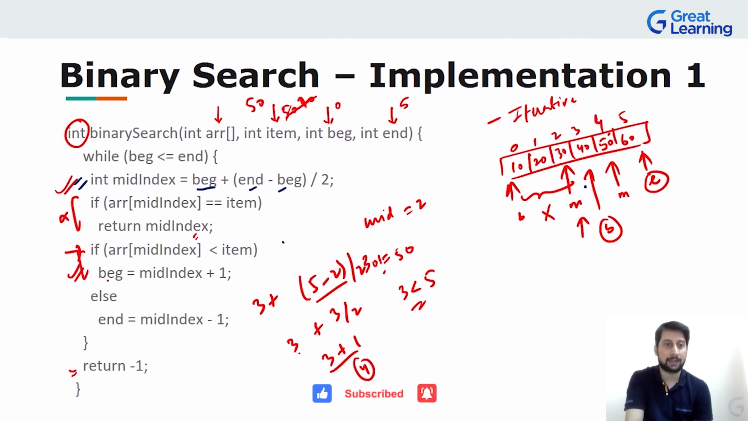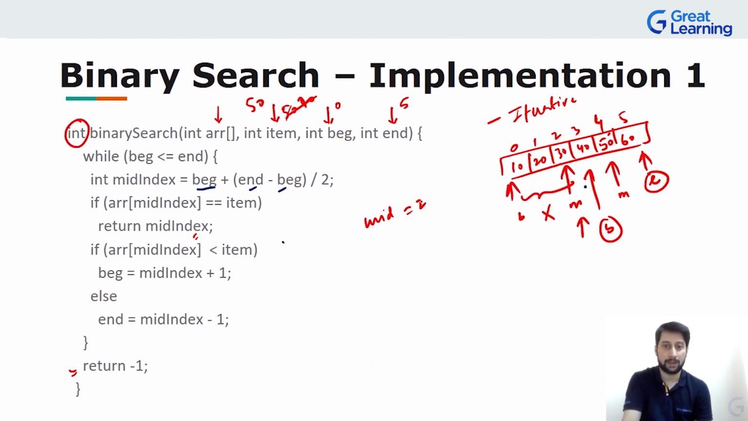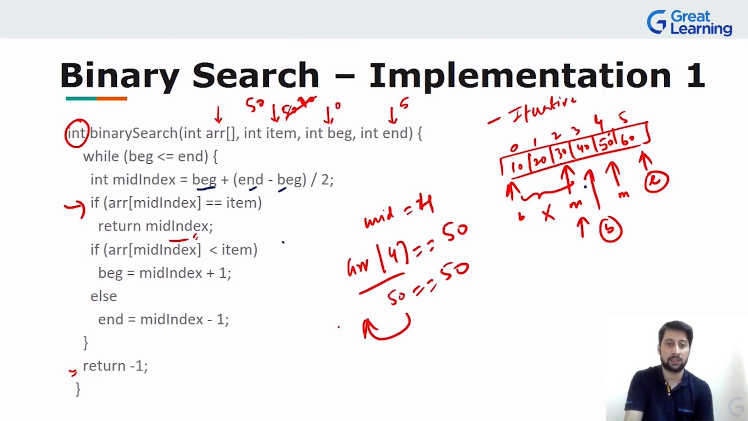Now this thing is done, and then the second step is that you will try to find out this thing, right? Let me just erase it. Our middle index is now 4. So you see in this block, what will happen? ARR of middle index, that is ARR of 4, is it equal to the item, which is 50? Yes, 50 is equal to 50. So now what will you return? The middle index, which is 4. So 4 will be returned and nothing will be executed from this point onwards. Done. This is the iterative approach.